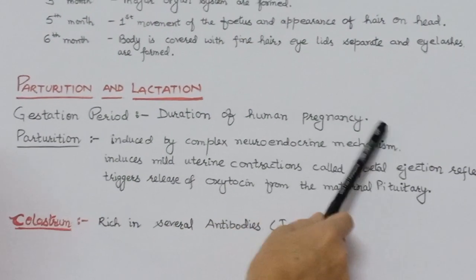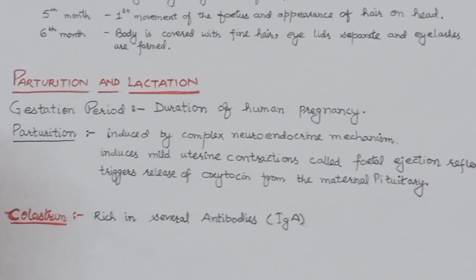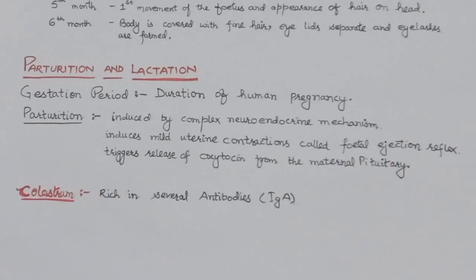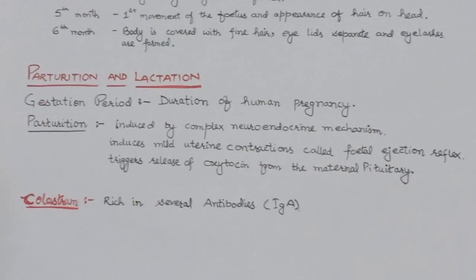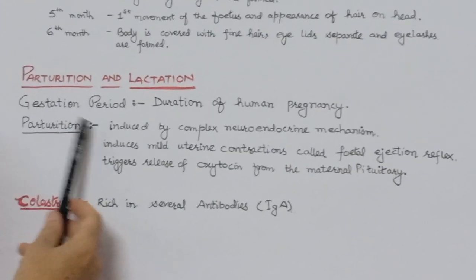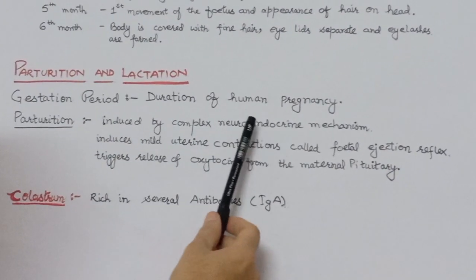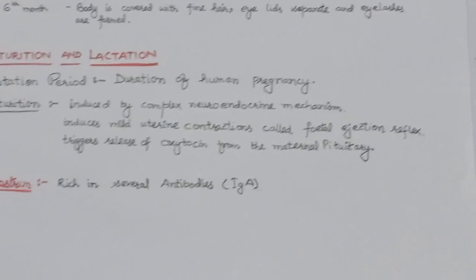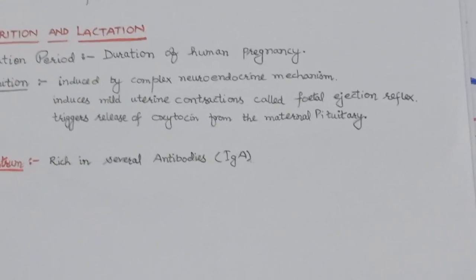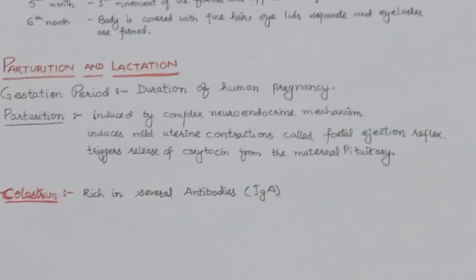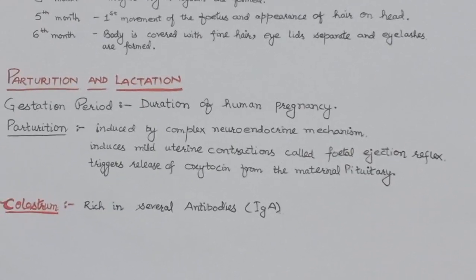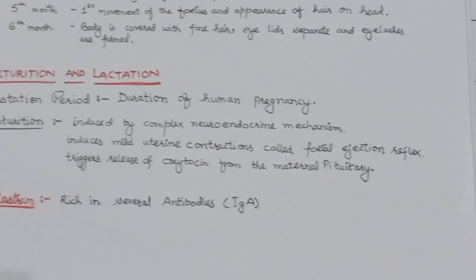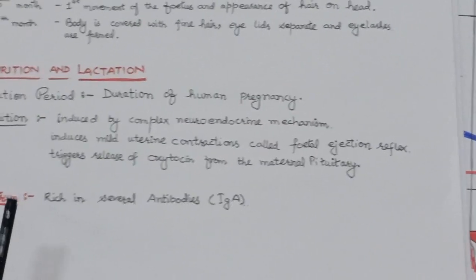The duration of human pregnancy is 9 months, and this period is known as the gestation period. The process of childbirth is known as parturition, and it is induced by a complex endocrine mechanism. Parturition originates from the fully developed fetus and the placenta, which induces mild uterine contraction, and this is known as the fetal ejection reflex.